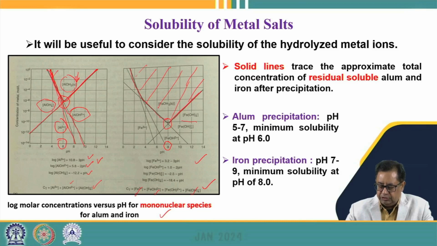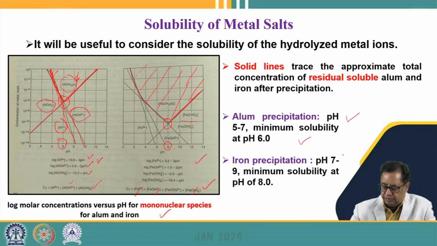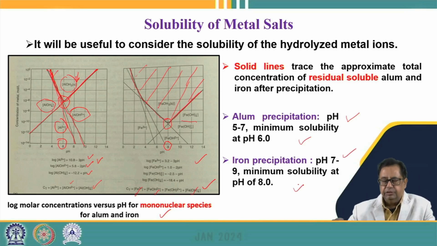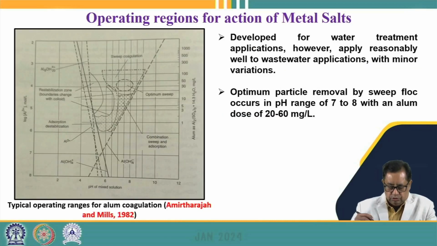So from here we can say that for alum precipitation, the optimum pH lies in the range of 5 to 7, with a minimum solubility at pH 6. Whereas for iron precipitation, the optimum pH may range between 7 to 9, and the minimum solubility occurs at pH 8.